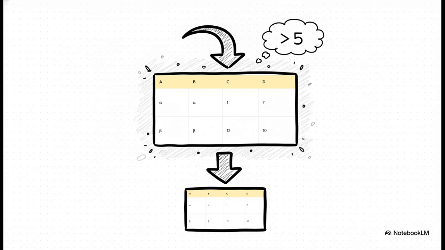If we set a condition, like, hey, show me all the rows where column D is greater than 5, the select operation instantly grabs only the rows that match. It just throws everything else out.